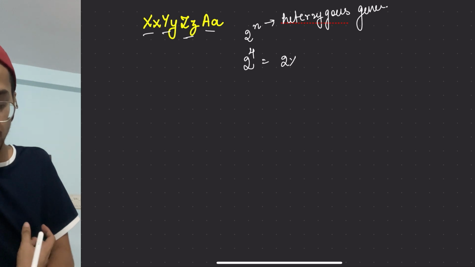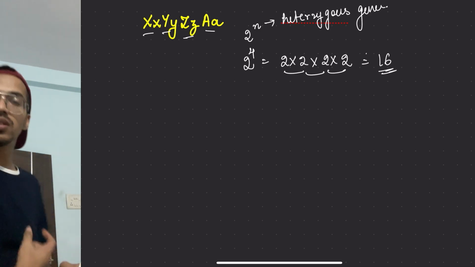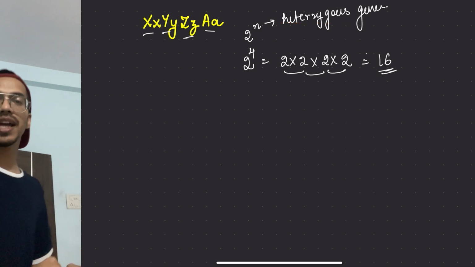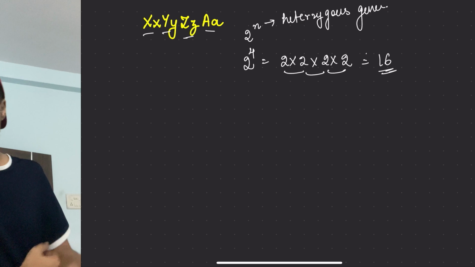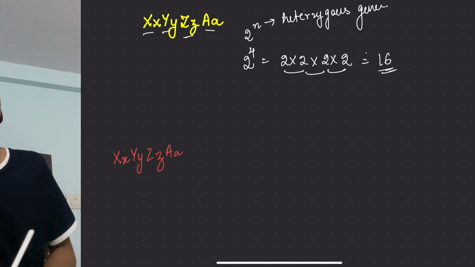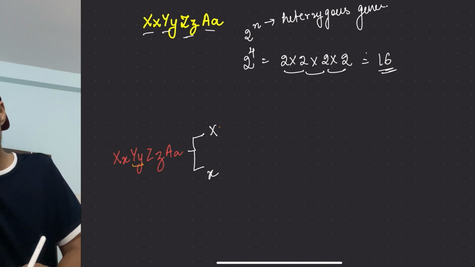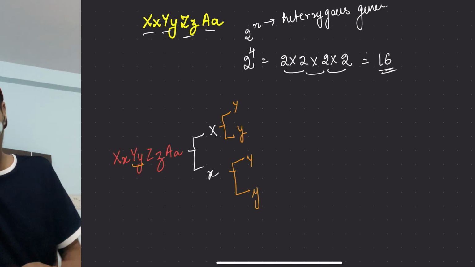That is 2 into 2 into 2 into 2, that is 2 to the 4, 4 to the 8, 8 to the 16. So 16 different types of gametes would be there. Now if you have to make it, how will you do it? I told you to always start with your initial one by one. So capital X, small x, then each of them will have the Y: capital Y, small y, capital Y, small y.